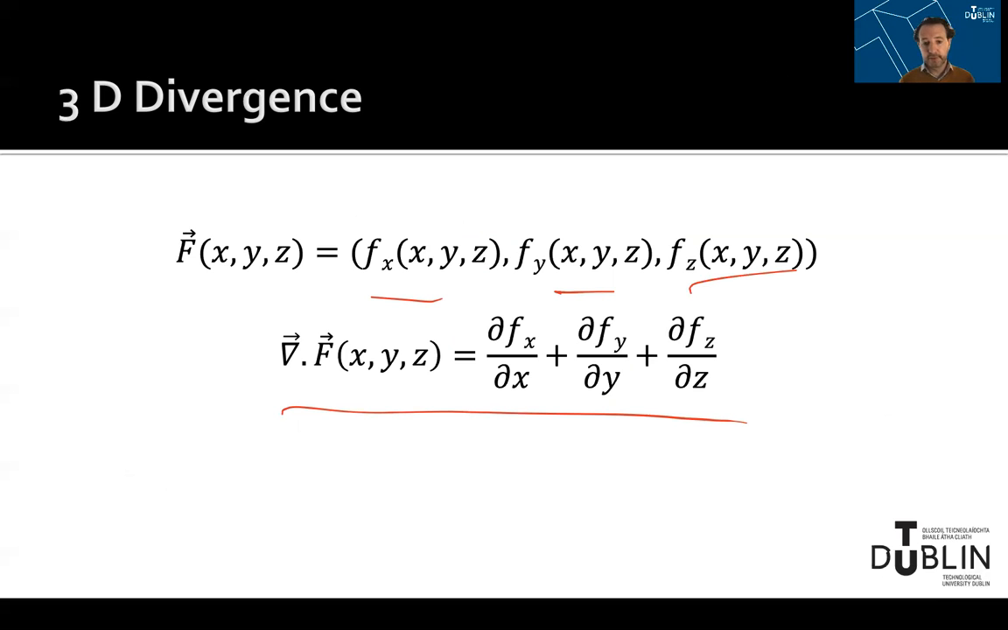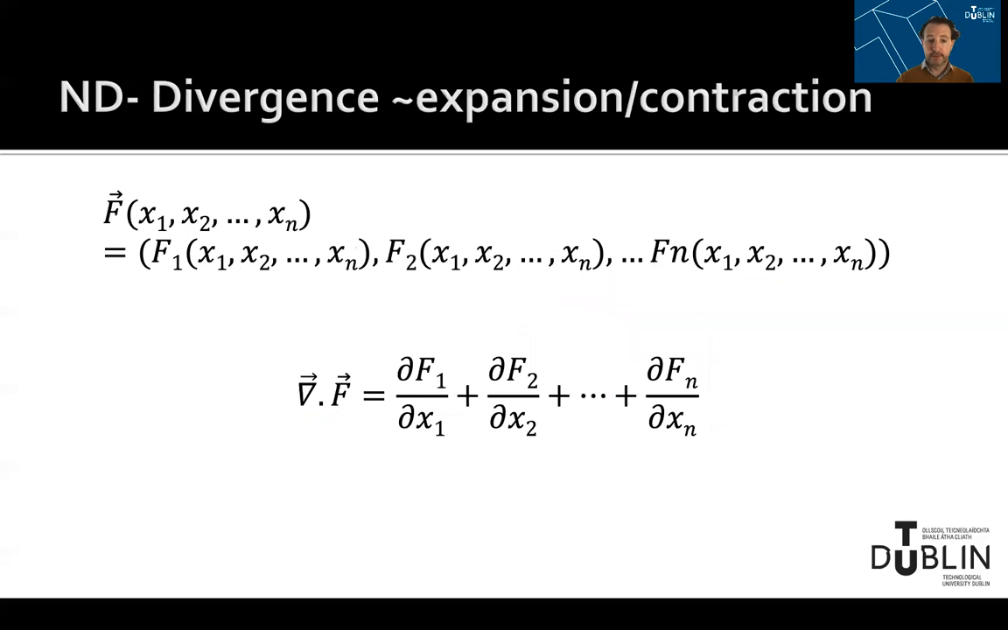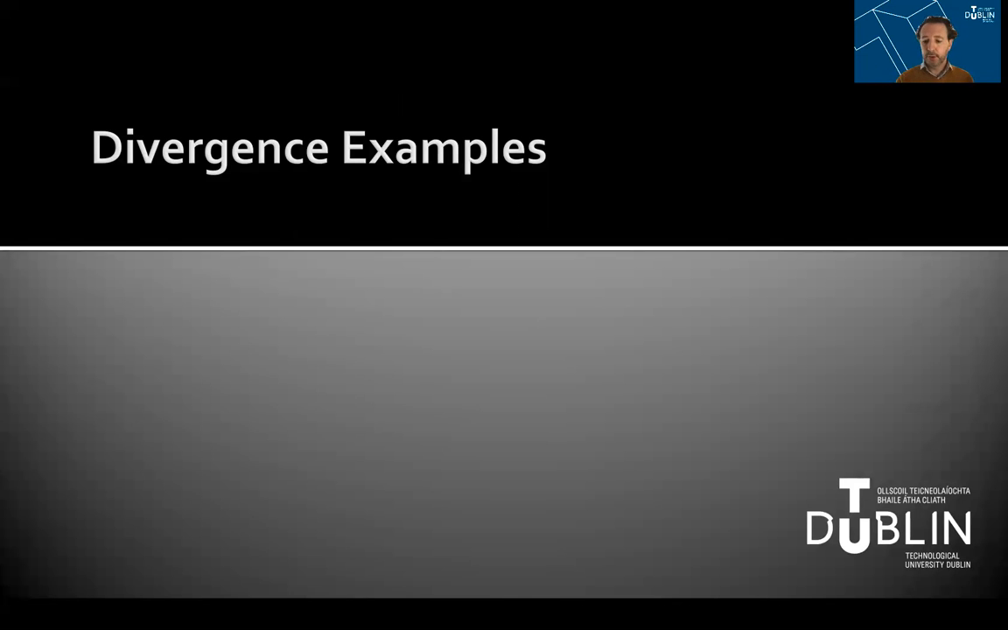And our divergence is the derivative in the x direction by x, the derivative in the y direction by y, the derivative in the z direction by z. And that gives you your divergence. So let's apply it. Oh, and in n dimensions, it's the same kind of premise. So let's do a couple of examples.